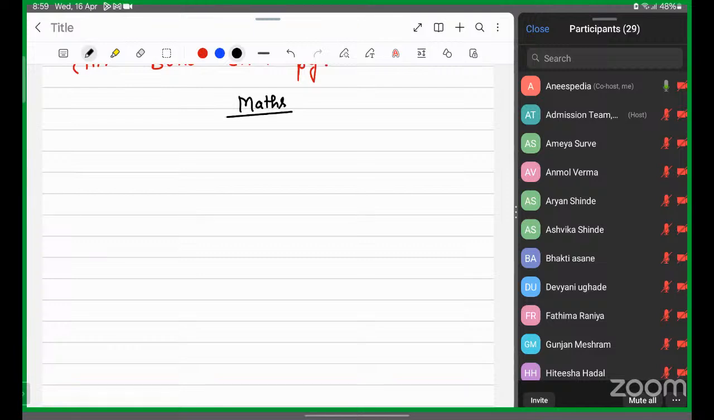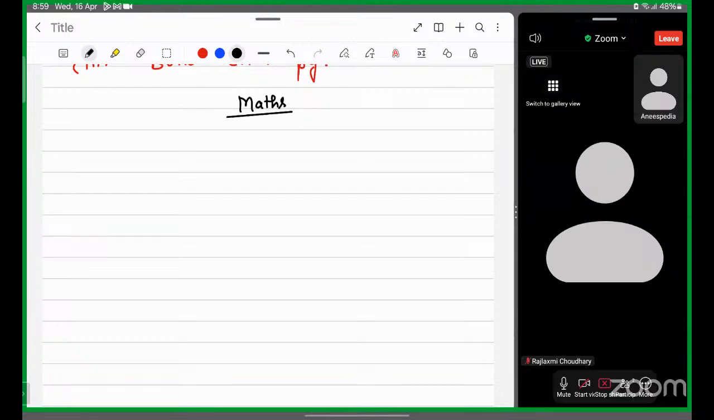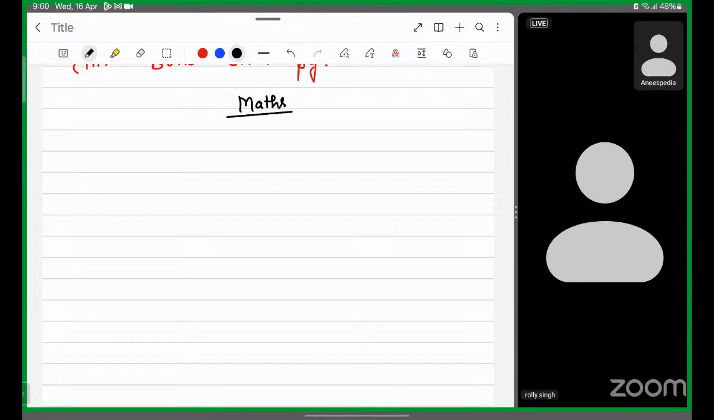What was the last topic in maths? Yes, reciprocal function.